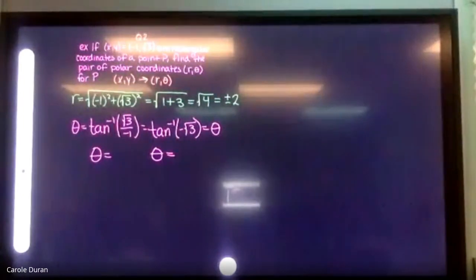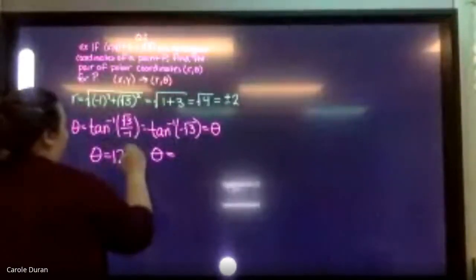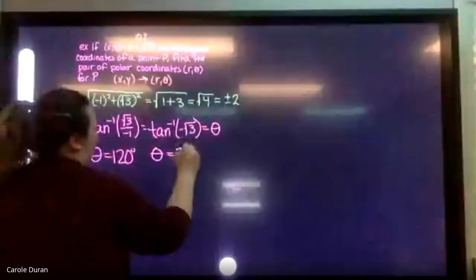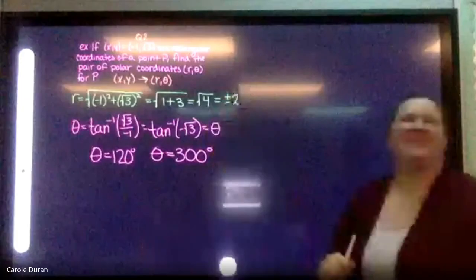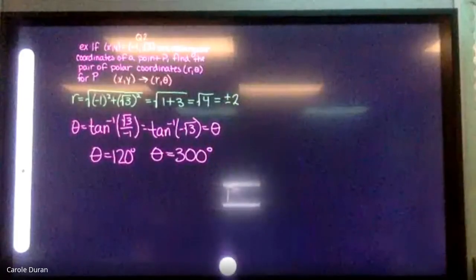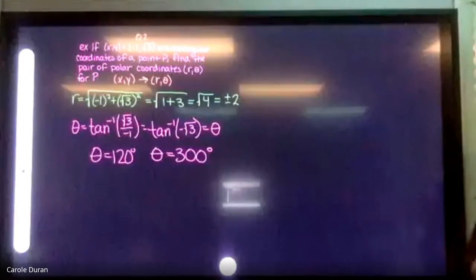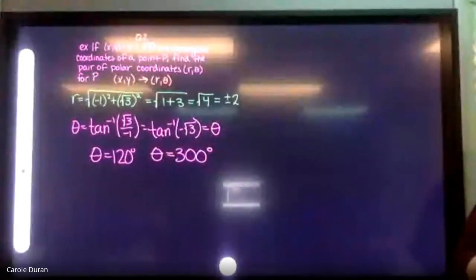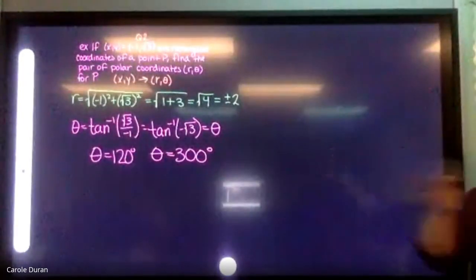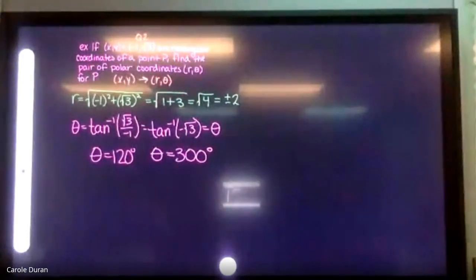Molly, what'd you come up with? I got 123. Did you say 123 or 120 degrees? Okay, just checking. Right. So she got 120 degrees and 300 degrees. So that would be 2 pi over 3 and 5 pi over 3? Anybody else get something different? No. So those are the two angles at which my tangent value is equal to negative square root of 3.